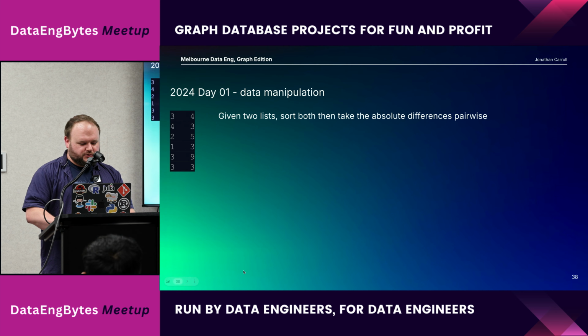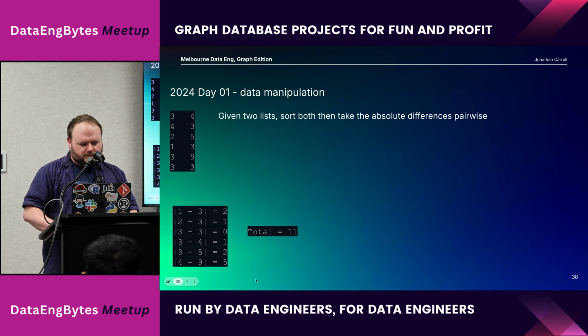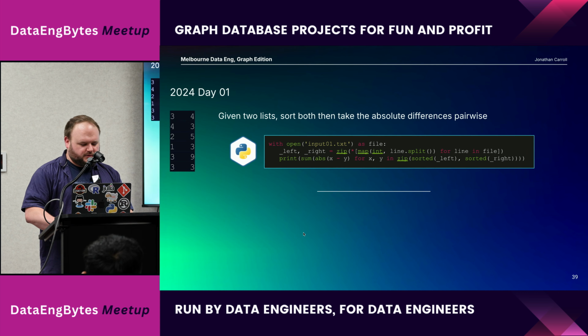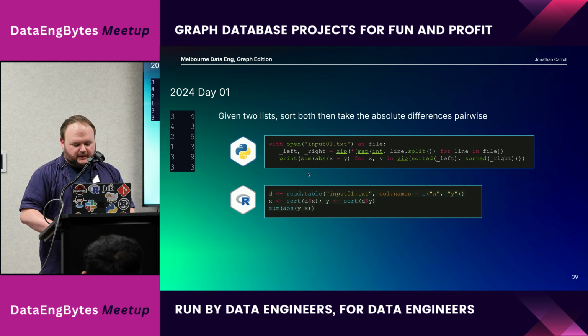So here's a problem. Given two lists, sort them both, and then take the difference between pairs. This is just the example one. The actual input would be much larger, but you can imagine: sort this list, take the differences, sum them up. You get 11. This is what it looks like maybe in Python, where you take for each line in the file, convert them to integers, split them out, get a left and a right, zip those together sorted, and then sum them together.